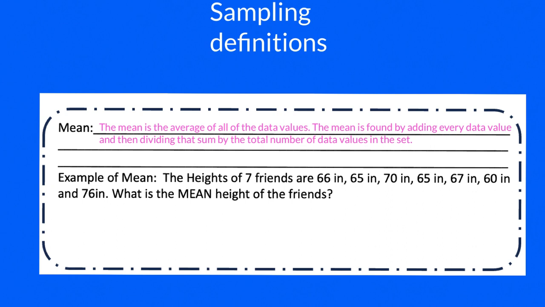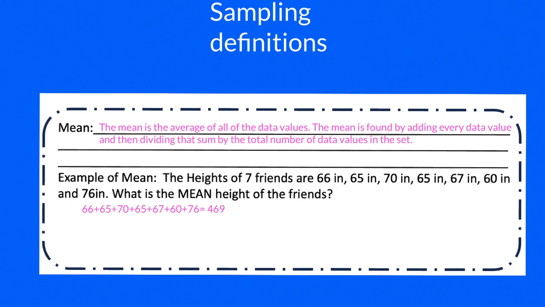To get started, first we are going to add all of the friends' heights. So we're going to go 66 plus 65 plus 70 plus 65 plus 67 plus 60 plus 76. And when we add those all together, we get 469.